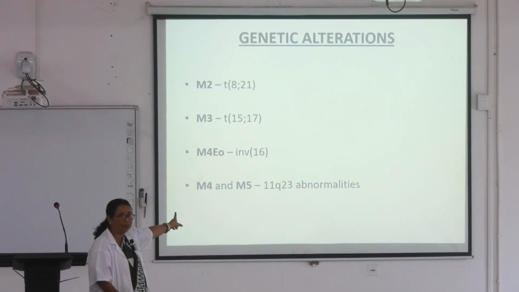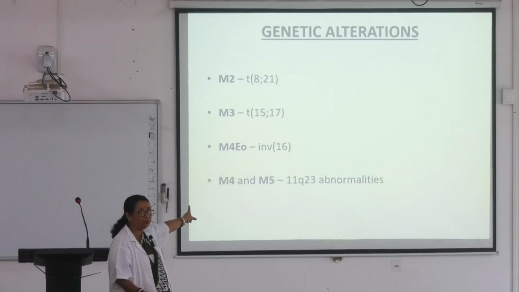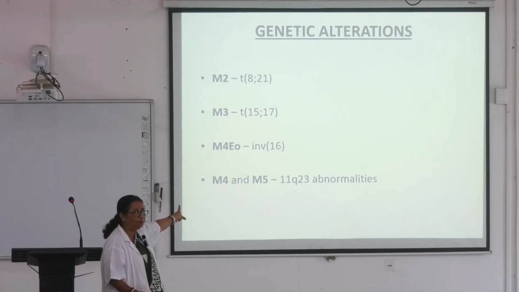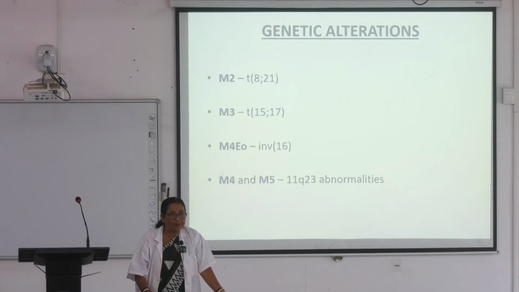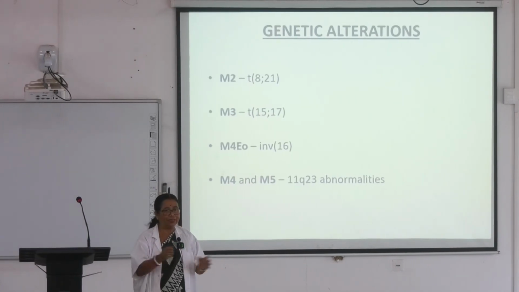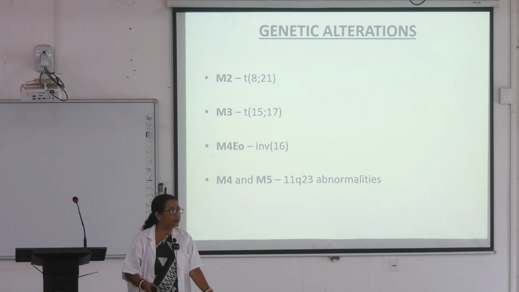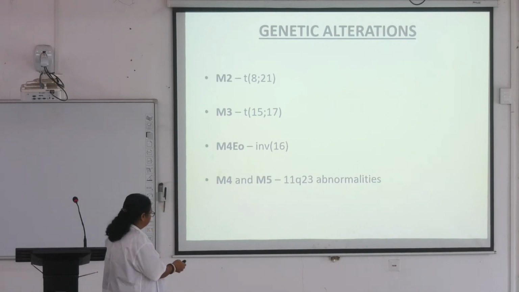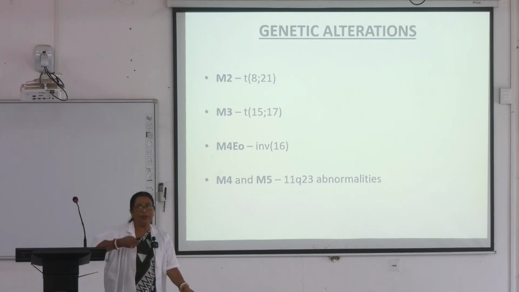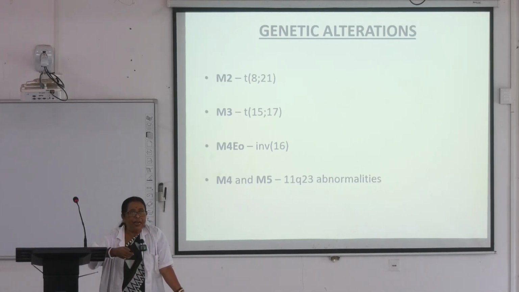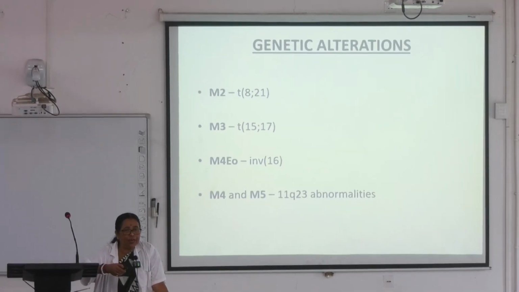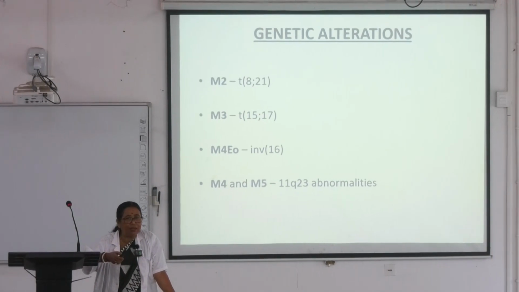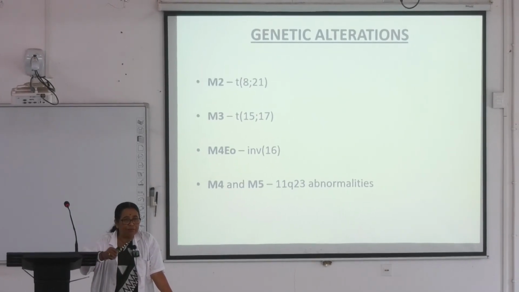Cytogenetics and molecular are not the same. Molecular findings we get by PCR, RT-PCR. The translocation we can detect by this, and chromosomal abnormalities like hyperdiploidy and triploidy are detected by karyotyping. So karyotype, cytogenetics, and molecular are not the same. Clear?